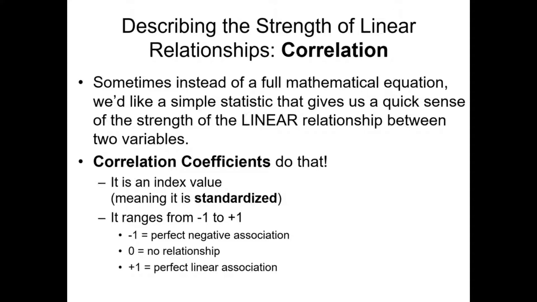Also, because we always know the correlation coefficient will be between negative 1 and positive 1, it's a little easier for us to have a quick, intuitive grasp of the strength of the linear relationship between two variables. We always know that a correlation coefficient of 0 means there is no linear relationship. A negative 1 means there is a perfect negative relationship between the two variables. And positive 1 means there's a perfect linear association.